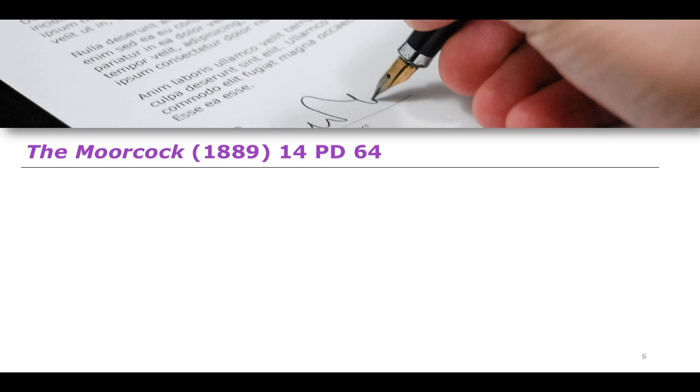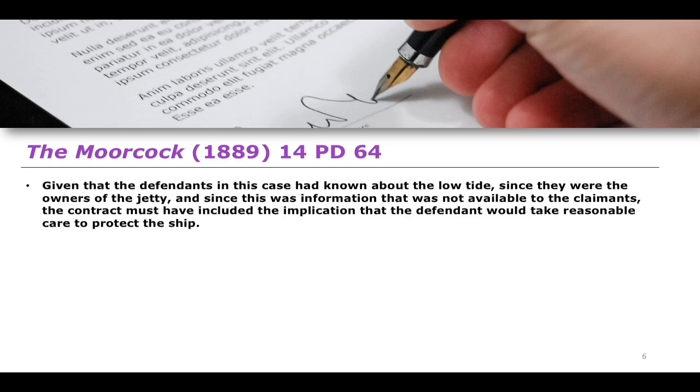So given the fact that the defendants in this case had known about the low tide, and since they were the owners of the jetty, and since this was information that was not available to the claimants, who didn't know about the low tide, the contract must have included the implication that the defendant would have taken reasonable care to protect the ship. Because if not, on account of the fact that the claimants did not have this information available to them, the defendants could have just acted in any way, and there would have been no recourse or any remedy for the damage that could have been caused to the ship itself.